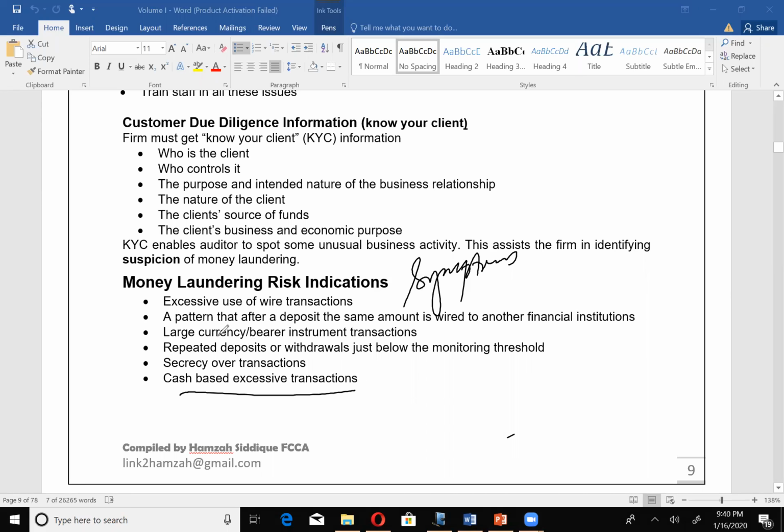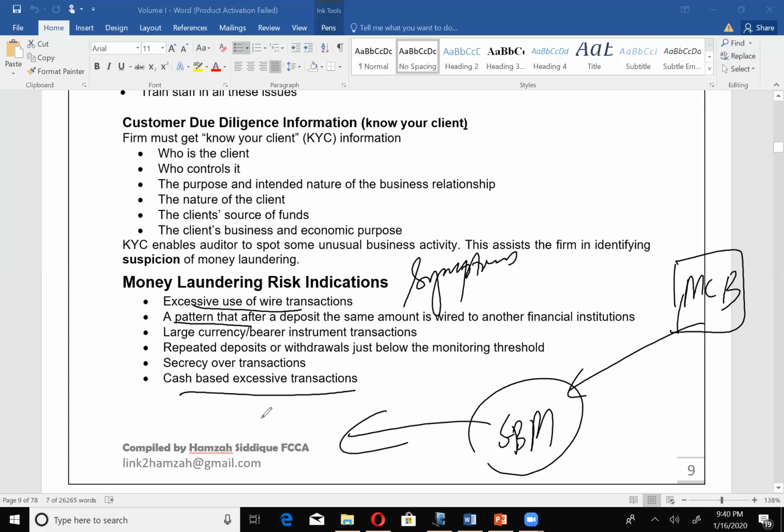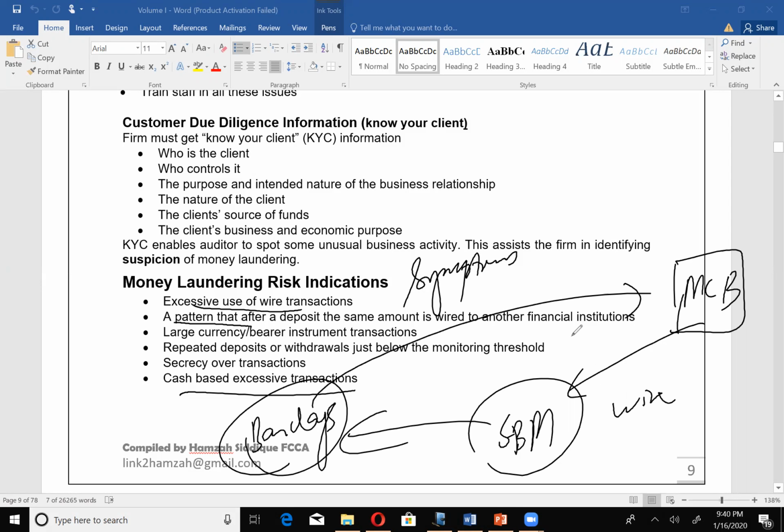The company is doing excessive wire transactions from one account to another, second to third, fourth, fifth. You see a pattern where they deposit one amount in MCB and wire it to SBM, then wire it to Barclays, or wire it back, like that, between their own bank accounts. So layers are being generated. Symptom.